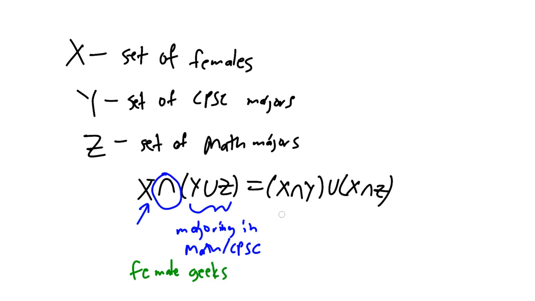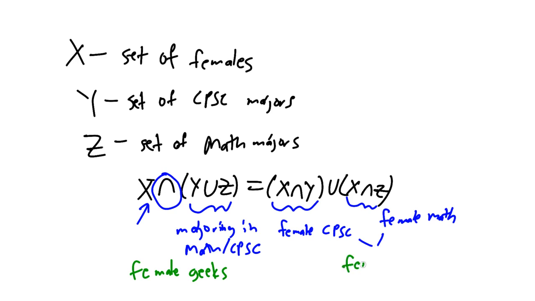Okay, so does that align with our intuition about the other side? If we take X intersect Y, then that's giving us the female computer science majors. And if I say X intersect Z, that's giving us the female math majors. So if I take those two sets and union them, I'm going to get the females who are majoring in either math or computer science, which again are the geeks, if we use that term, right? So either way, it comes out to be the same thing.